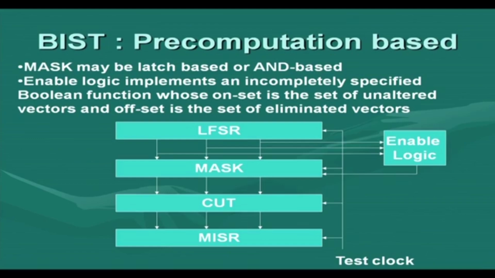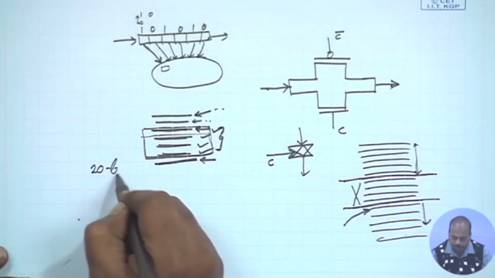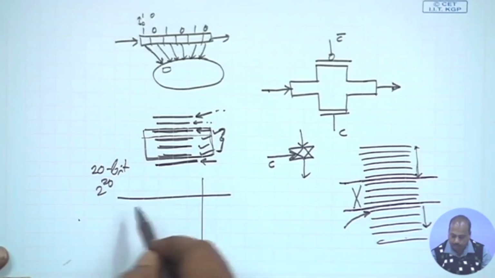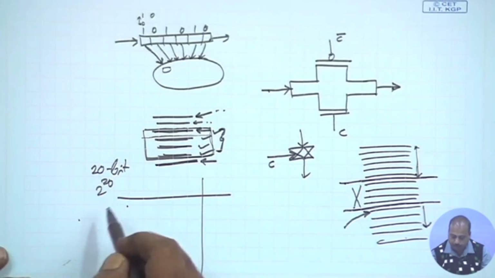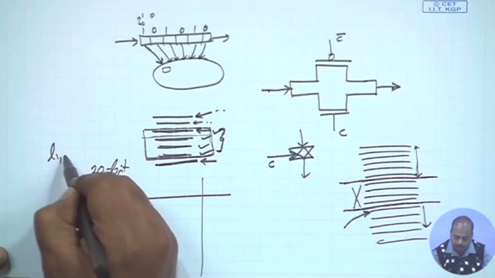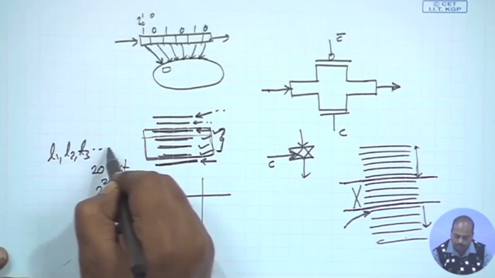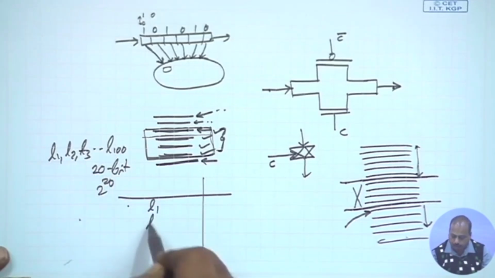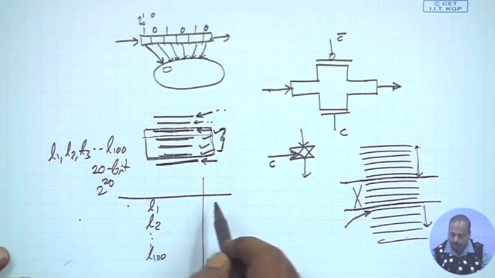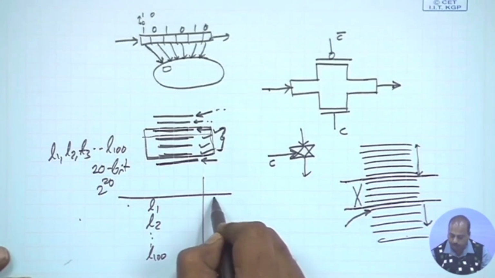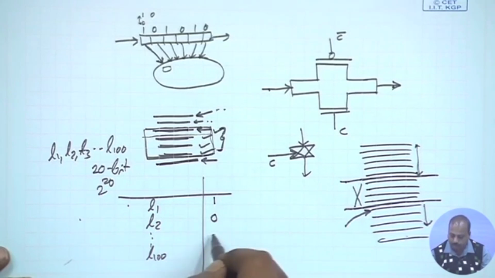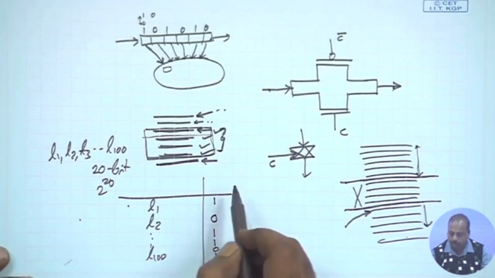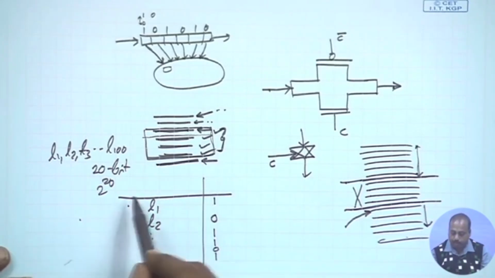Say I have a 20-bit LFSR, then it can generate 2 power 20 patterns. Now, when I am specifying this enable logic, say the sequence generated by the LFSR is L1, L2, L3, and so on up to L100. Suppose we are doing these 100 cases only. For L1 to L100, I have to tell whether each has to be masked or not. Maybe the first one will be true, the second one needs to be masked, the third is true, the fourth is also true, and similarly L100 is also true. In between there may be some zeros. So this is the enable logic truth table.